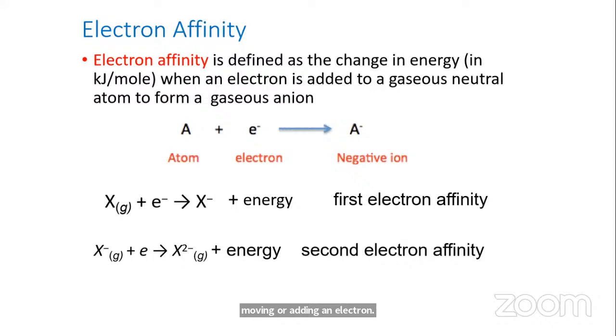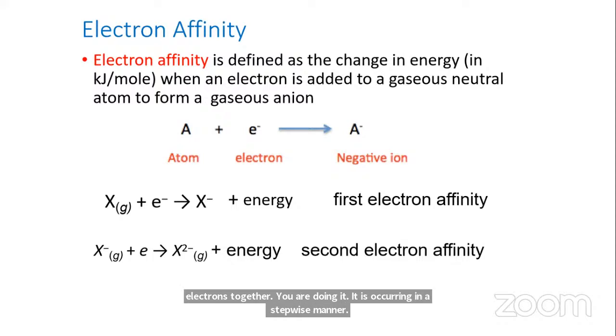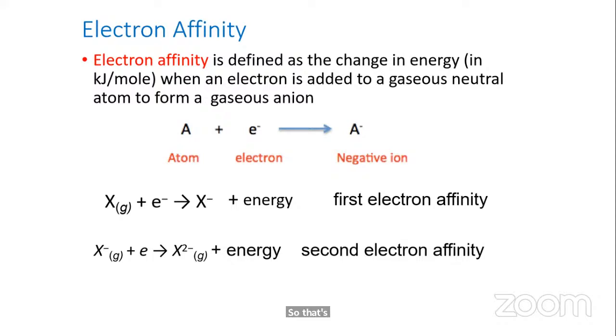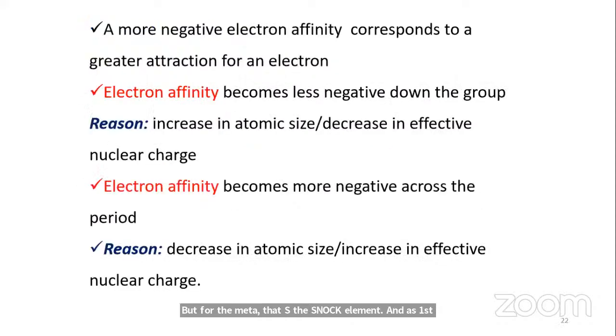You do not add 2 electrons together. You do not remove 2 electrons together. It is occurring in a stepwise manner. So that is the addition of an electron to form a negative ion. Generally, electron affinity is expected to be exothermic, but for the metals, the s-block elements, the first electron affinity is not exothermic. So generally, a more negative electron affinity corresponds to a greater attraction of an electron in the atom.